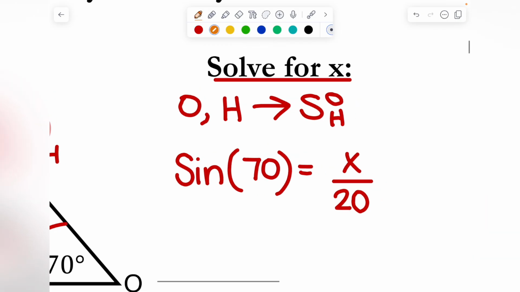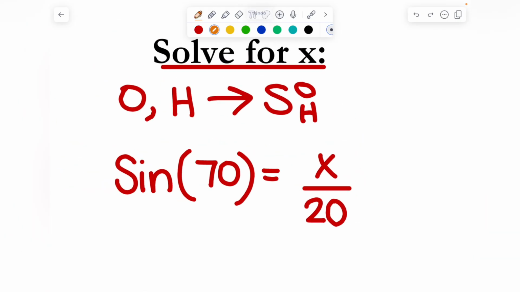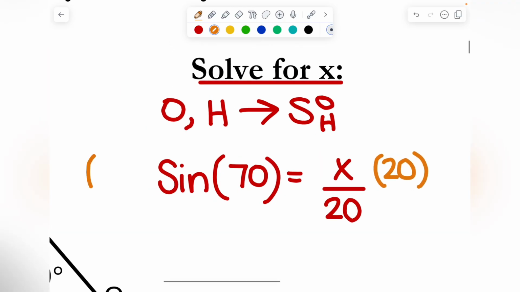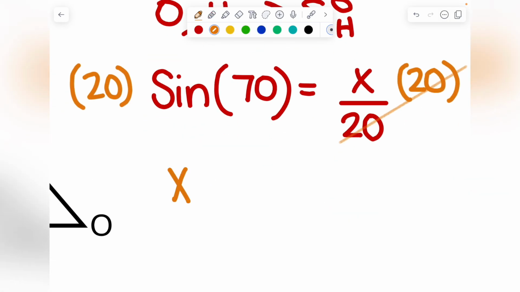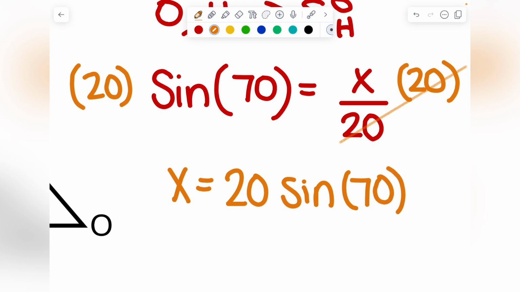And then I just have to get x by itself. So to solve for x, since it's x divided by 20, I need to cancel out this 20 by multiplying it to the other side. So here's my answer. X equals, so this 20 cancels, I'm just left with x, so x equals 20 times the sine of 70. 20 sine 70.